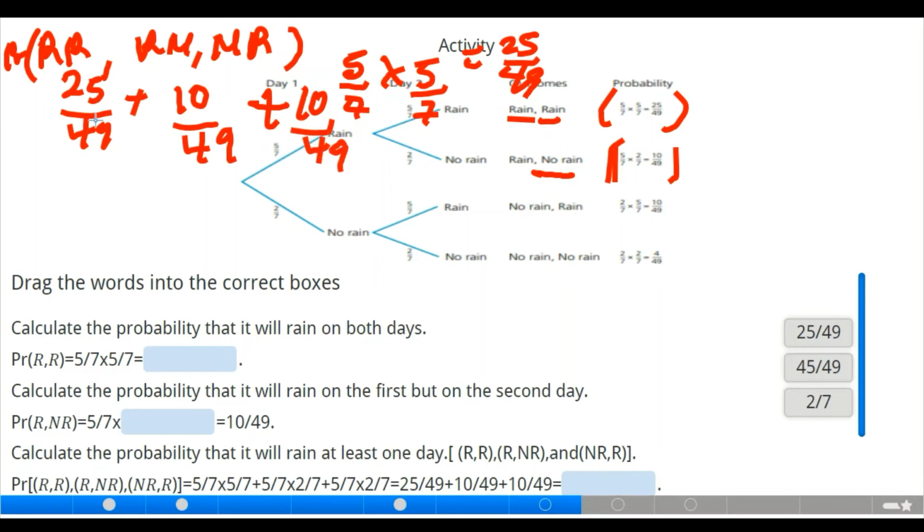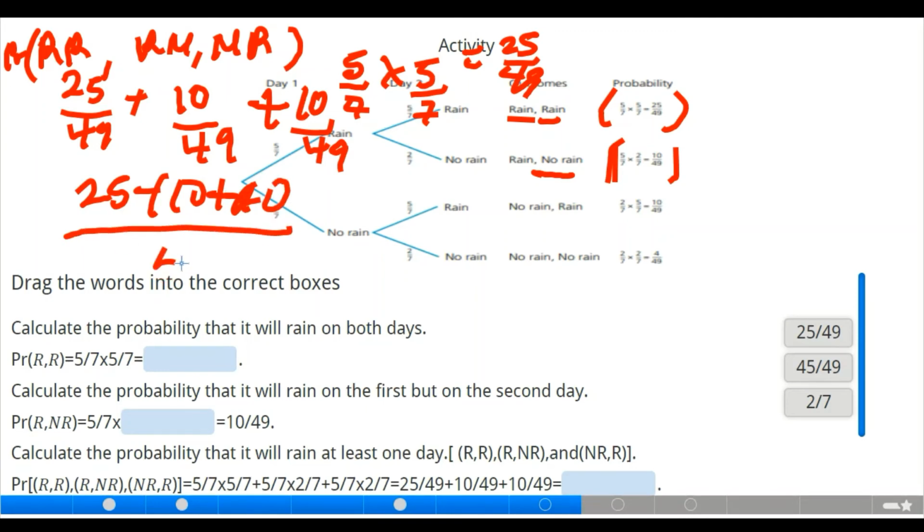We have a common LCM of 49, so the common denominator is 49. Now the numerator is going to be 25 plus 10, plus 10, over 49. 25 plus 10, that is 35. 35 plus 10, that is 45. So we have it to be 45 over 49. So that is the probability that it will rain at least one day.